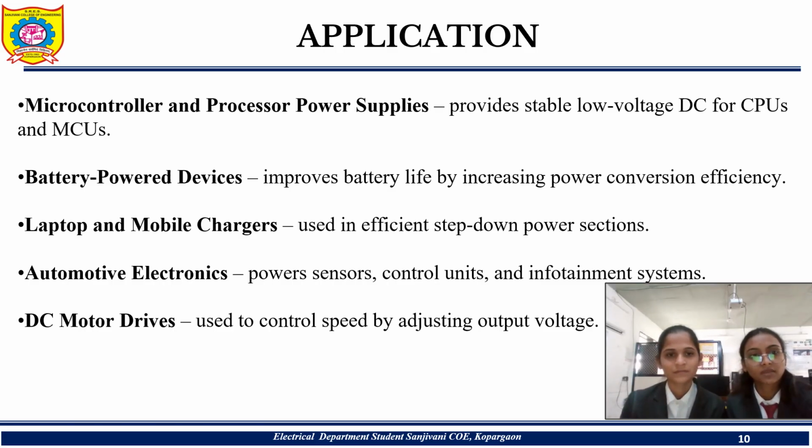Application. First application is microcontroller and processor power supply, which provides stable low voltage DC for CPUs and MCUs. Second application, battery powered devices, means improved battery life by increasing power conversion efficiency. Application third, laptop and mobile chargers, used in the efficient step-down power section. Automotive electronics means power sensor control unit and infotainment system. DC motor drives means used to control speed by adjusting output voltage.